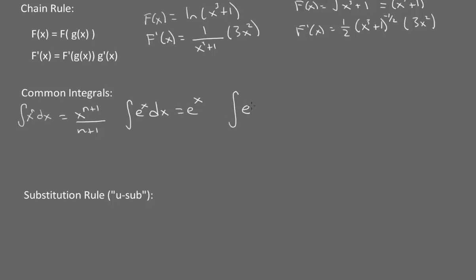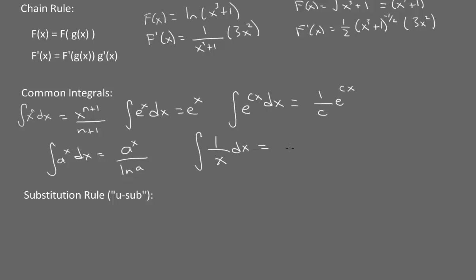Another one that shows up with the exponential function or time value of money functions is the integral of e to the cx. Now that is equal to 1 over c, e to the cx. Sometimes we get the integral of a to the x dx, which is simply equal to a to the x over ln a. And finally, sometimes we get the integral of 1 over x dx. Now that is equal to ln x.